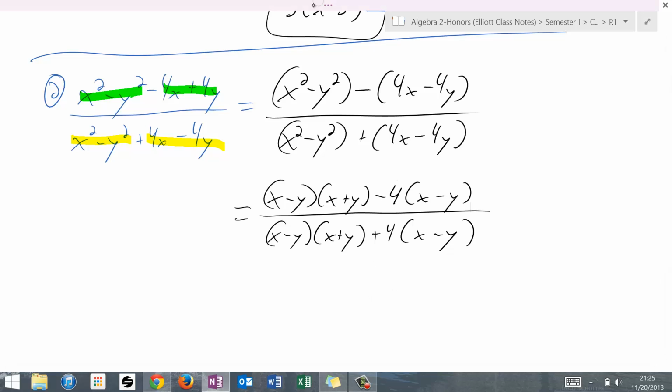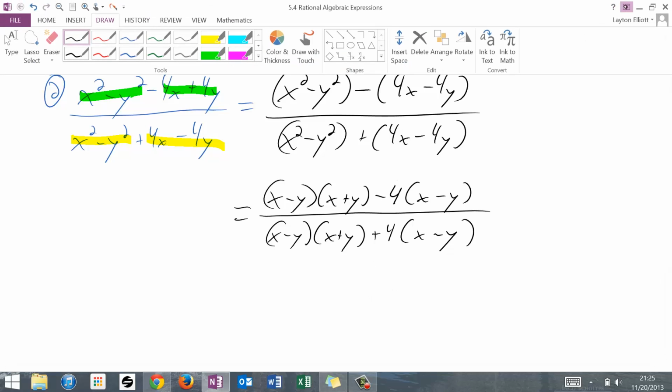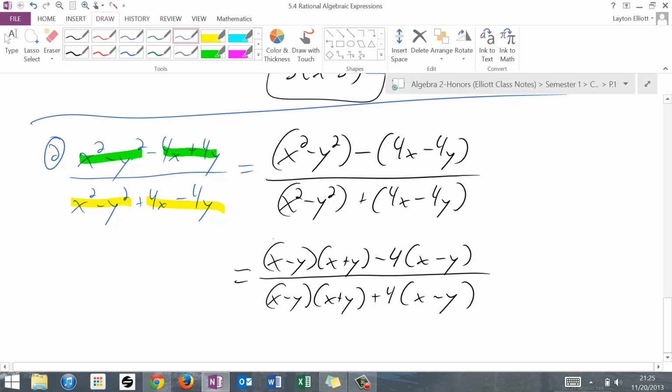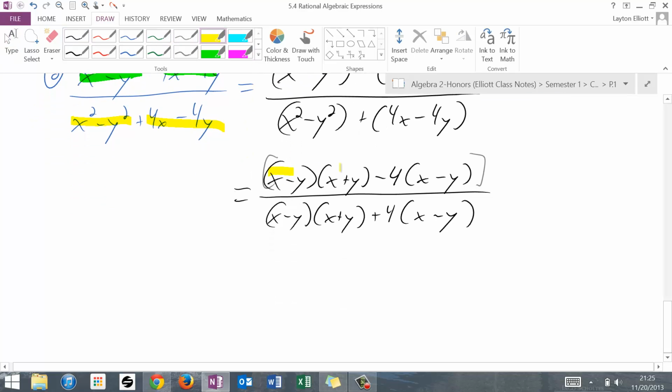So what I have to do is I have to take my tools up here. I'm going to put a giant parentheses around the top. And I'm going to look at this. Actually, let me highlight it differently. Let's highlight this and this within this and this. And you see that they both have the x minus y in common.